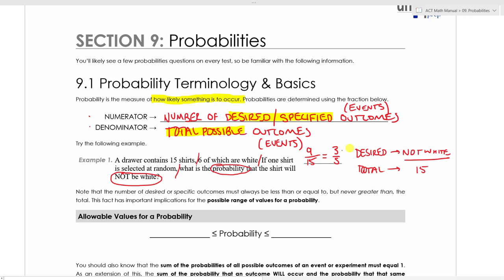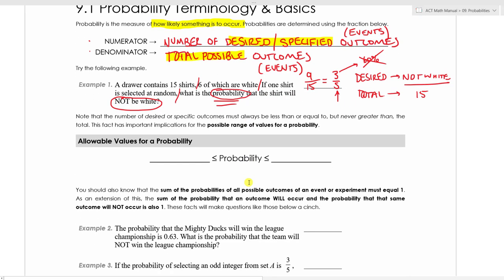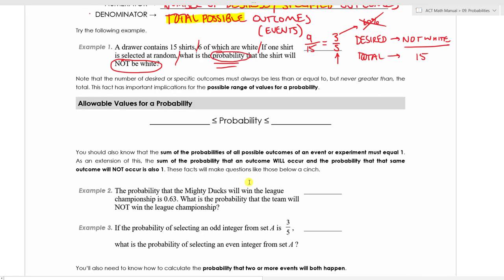Do note that that 3/5 we could also express as a 60% chance that the shirt will not be white. But when a question does ask specifically for a probability, they are looking for this fraction and not a percent. If they, for some reason, asked what is the percent chance that the shirt will be white, okay, we can answer 60%. But on probability questions, they almost never ask for a percent chance.